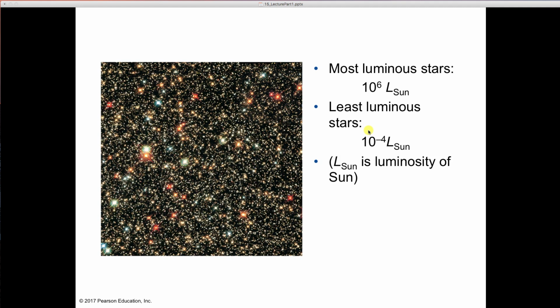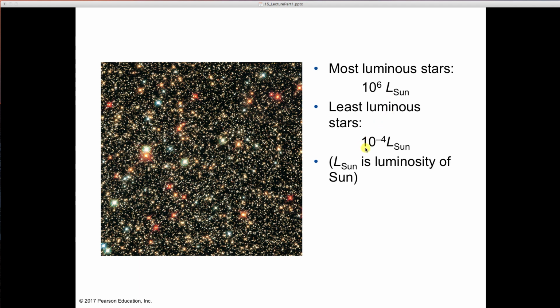So in terms of luminosities then, once we've determined distances to these stars, we can then measure their apparent brightnesses, figure out their distances, and calculate their luminosities. And what we find is that some of the truly brightest stars, the most luminous stars, can be 1,000,000 times as luminous as the Sun, 10 to the 6. So you could have a star that's giving off 1,000,000 times as much energy as the Sun does every second. That's a pretty incredible star.